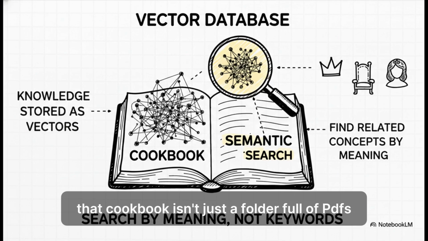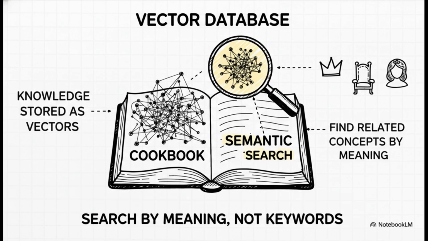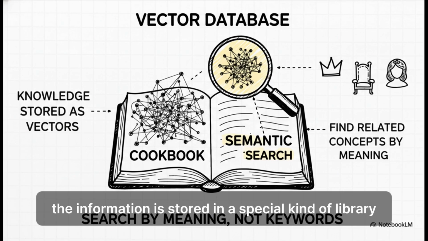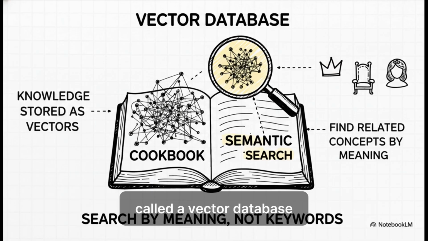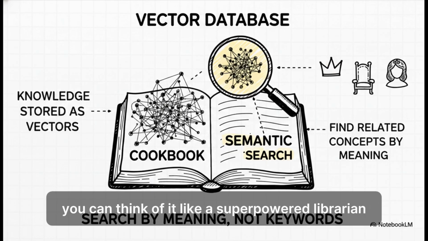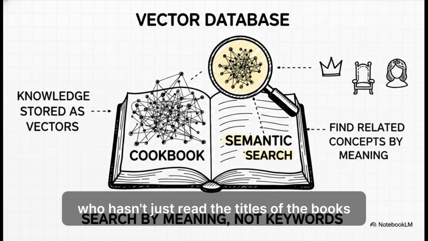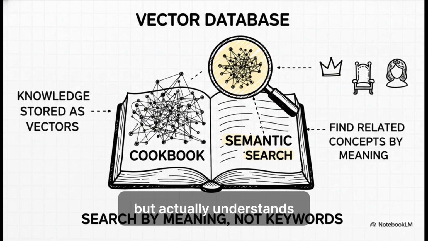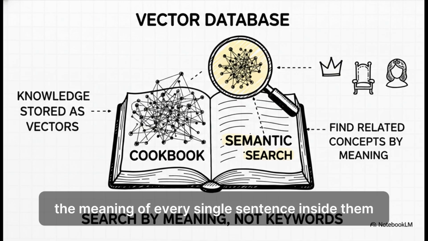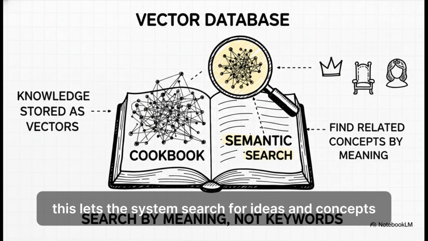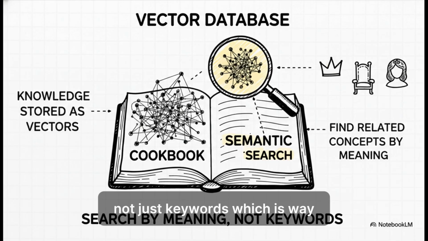Now, this is the really cool part. That cookbook isn't just a folder full of PDFs. The information is stored in a special kind of library called a vector database. You can think of it like a super-powered librarian who hasn't just read the titles of the books, but actually understands the meaning of every single sentence inside them. This lets the system search for ideas and concepts, not just keywords, which is way, way faster and more accurate.